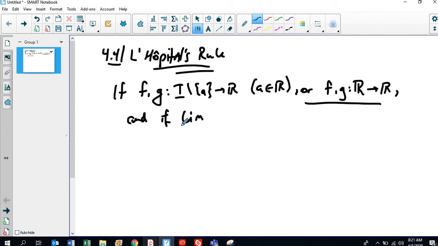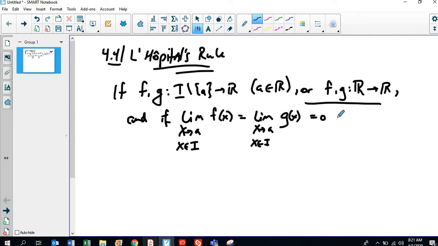if the limit as x approaches a, x in I, remember our symbols here, of f is equal to the limit as x approaches a, x in I, of g of x, and that's equal to 0 or plus or minus infinity. Plus or minus infinity means that one of these could be plus infinity and one of these could be minus infinity. So this equal sign is kind of, yes, it's equal, but not exactly all the time.